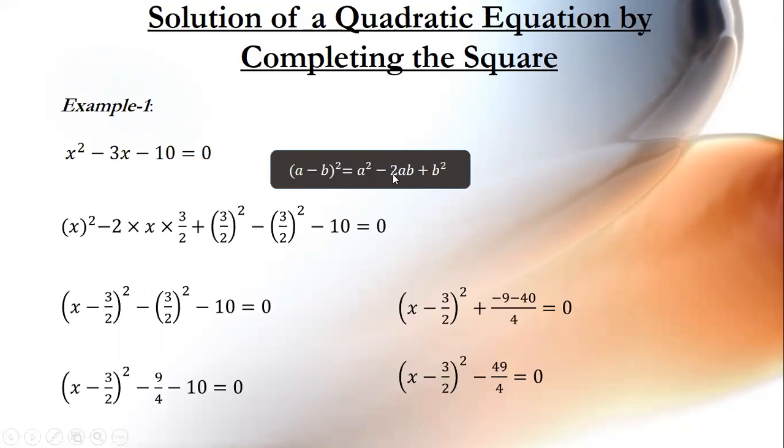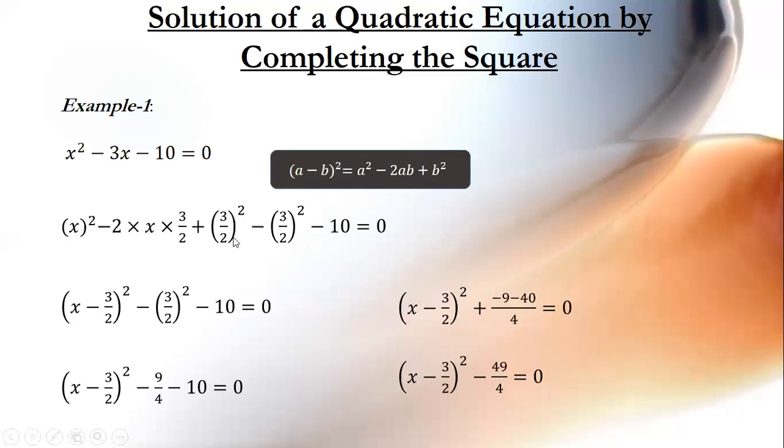Now 2 from the formula is there. a is x for us. Now b remains, so 3 by 2 is our b. After this, we are going to add and subtract b square, because in this question there is no b square, that is, (3 by 2) square is not there. So when we add and subtract, they both will get cancelled and it will be 0. So both the equations are one and the same. We are just writing it in a different form. Just the representation is changing. That's all.